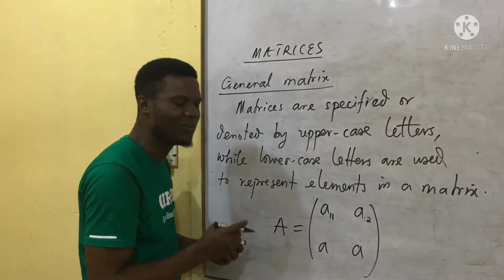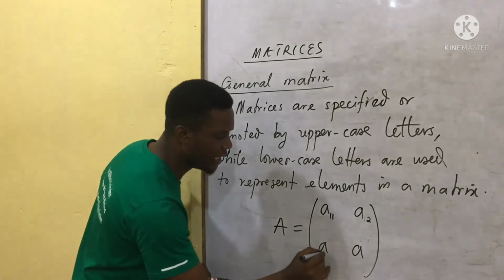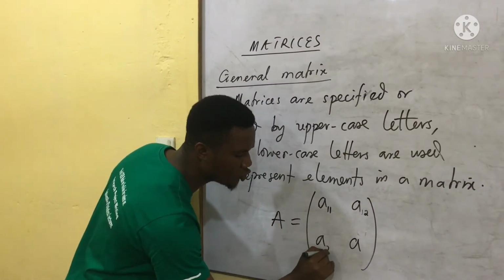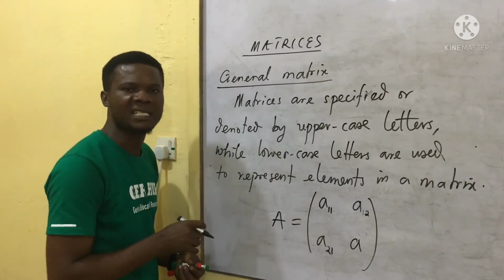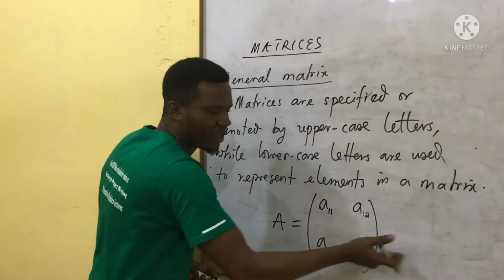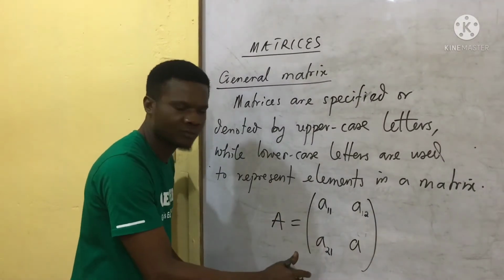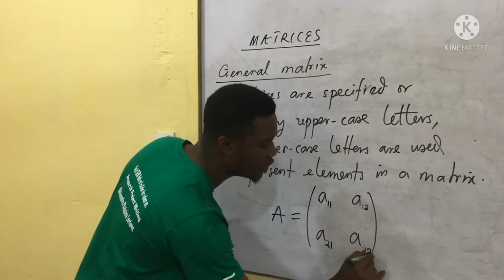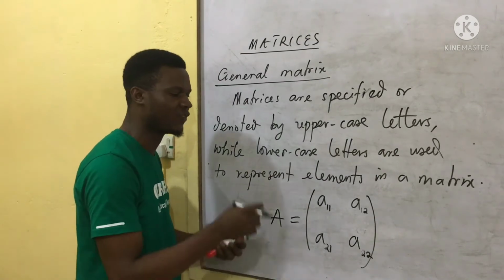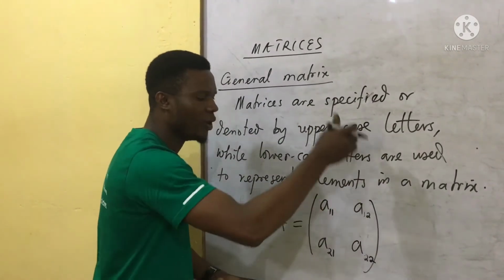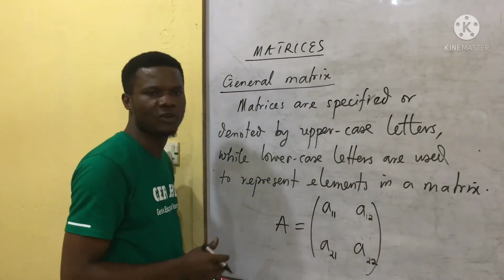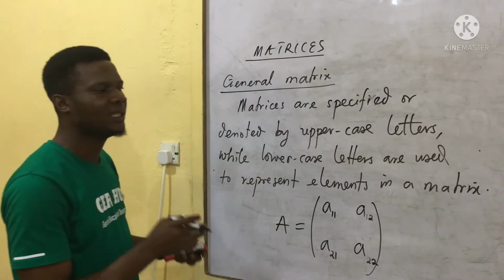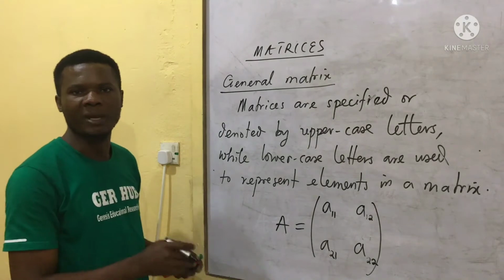And by similar convention, you will end up having this element a here occupying the position 2, 1. The 2 there stands for the fact that it is found along the second row but the first column. While this particular element here will have a subscript 2, 2, telling us that it is found along the second row but the second column. So this is what we mean by locating elements in a matrix.